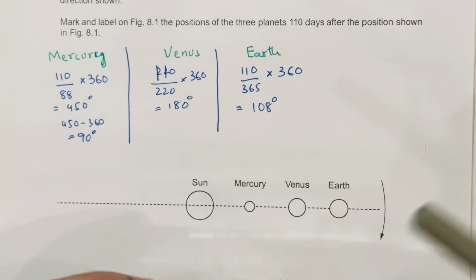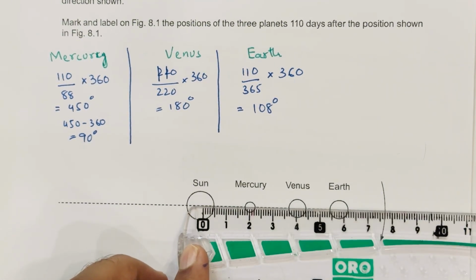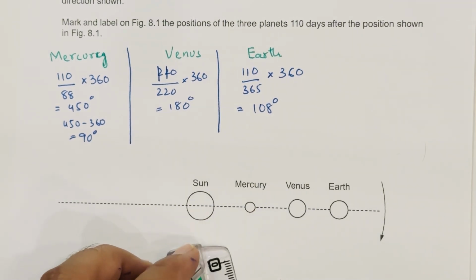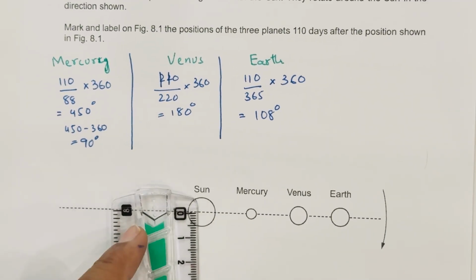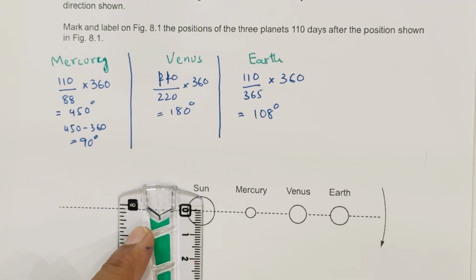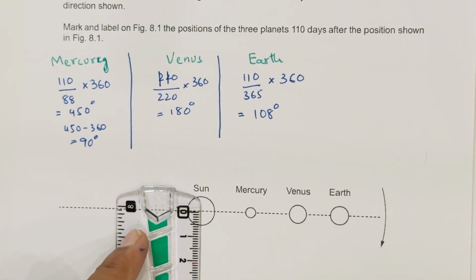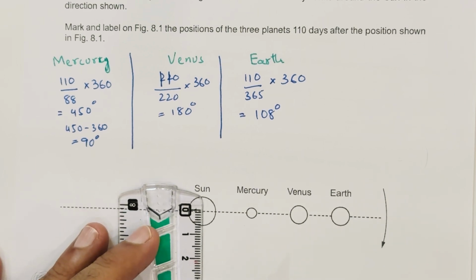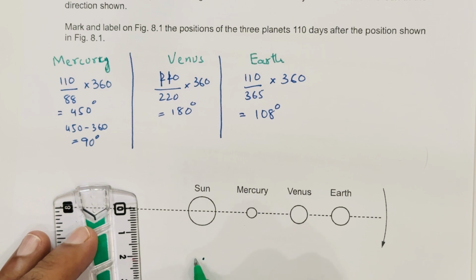Okay, you can see it is 2 centimeters from the Sun. So same here, you can draw 90 degrees. We know that, right? 90 degrees would be exactly like that. So you can write 2 centimeters, and over here it would be Mercury.